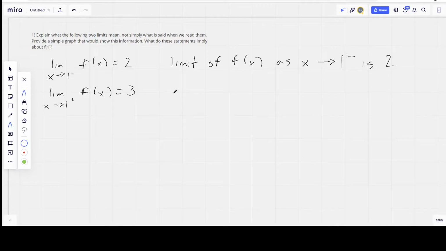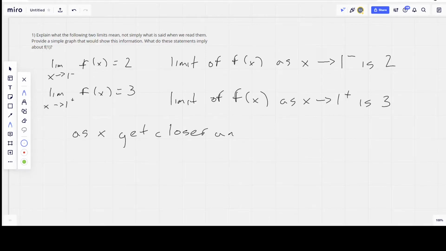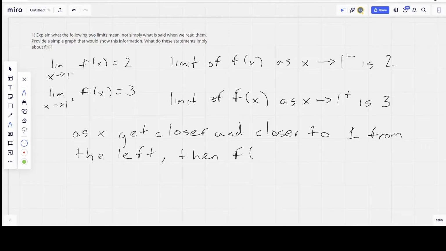And the same thing with the second one. The limit of f of x as x approaches 1 from the right looks like the function is going to 3. So that's what that looks like. And the explanation then, what you can say is that as x gets closer and closer to 1, and you have to say from the left or from the right, so if I say from the left, then f of x gets closer and closer to 2.